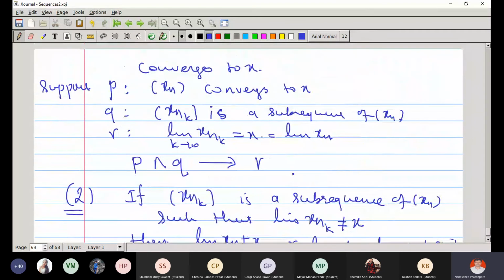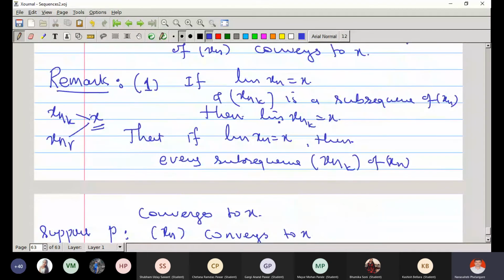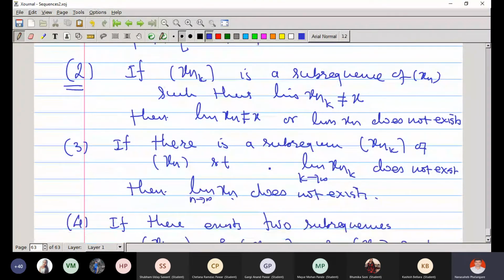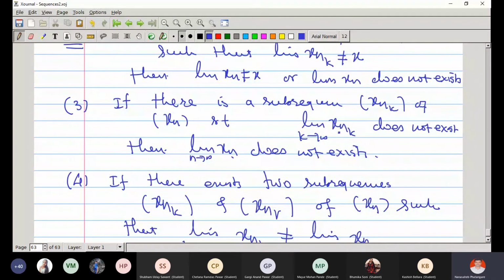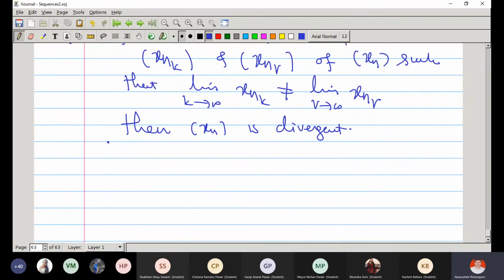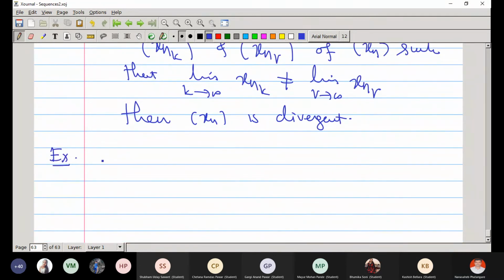Whatever we have written, see how logically it is equivalent to the theorem. Read again. What is my first statement? Statement of theorem: if x_n converges to x, then any subsequence converges to x. It is equivalent to saying that if x_{n_k} is a subsequence of x_n such that the subsequence does not converge to x, then x_n cannot converge, or it can converge but cannot converge to the number x. Or if there is a subsequence which is divergent, then the original sequence must diverge. Or if there are two subsequences that are convergent but converge to different numbers, then the original sequence is divergent. Is it clear? Yes, sir.